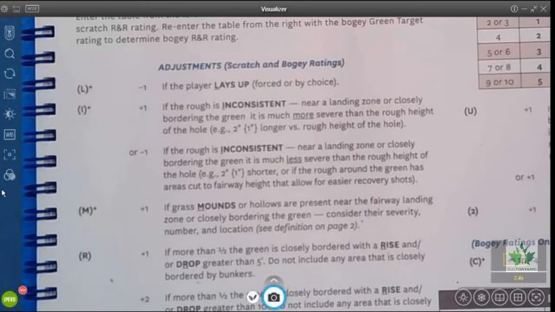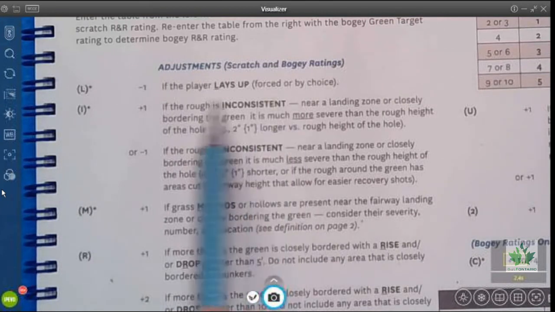And it's shot specific, so I guess there are holes where you have to lay up twice. If you had to lay up twice, then you'd use the -1 twice, and the table value would be subject to an adjustment of -2 before it became a final value. This occurs whether it's forced or by choice. If it's by choice, you don't get an effective playing length correction, but you do get the layup adjustment on fairway and on R&R.